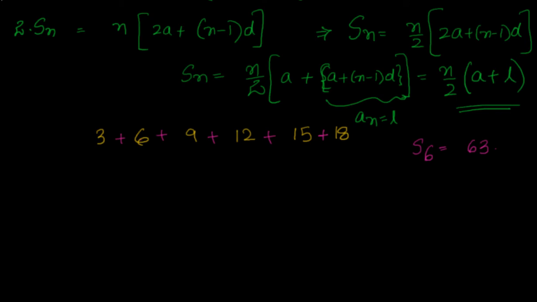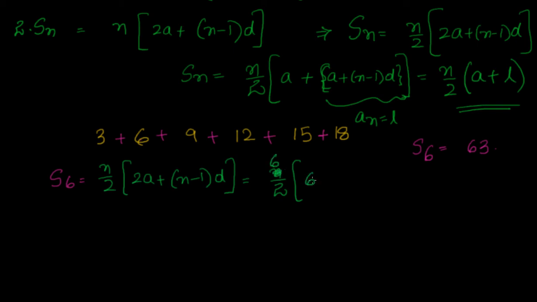Now, by formula, what is that? S6 equal to n by 2 into 2a plus n minus 1 into d. This is the formula you have. That's nothing but n by 2 into 2a, where n is 6, 2a is 6, plus n minus 1 is 5 into d, which is 3. You can see that 6 minus 3 is equal to 3, which is d, the common difference.